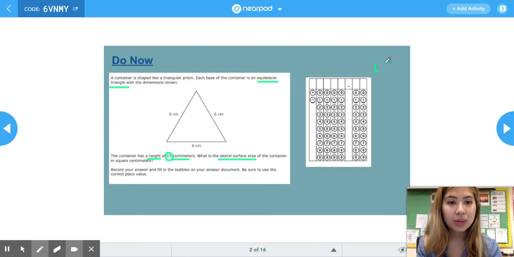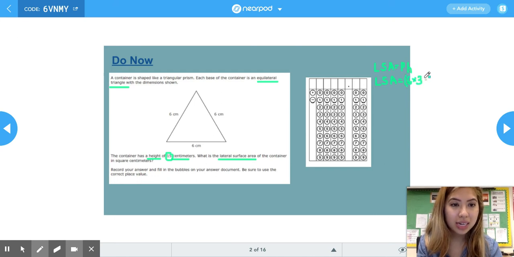So the first thing that I'm going to do is write out my lateral surface area formula, which is P times H. The P represents the perimeter of the base. And so to find the perimeter of the base, I just have to add up all the side lengths. Since it's an equilateral triangle, that means that all of the sides of the triangle are the same length. I can either do 6 plus 6 plus 6, or I can do 6 times 3.